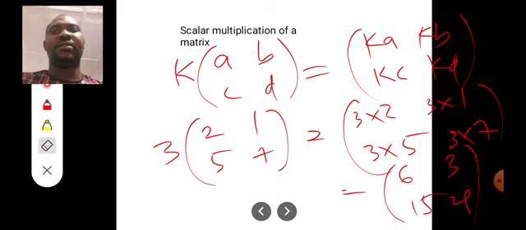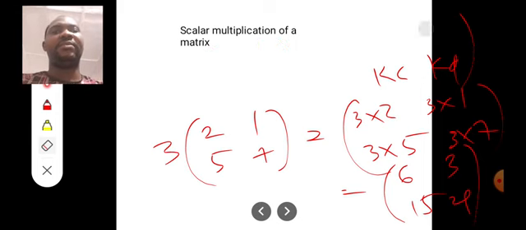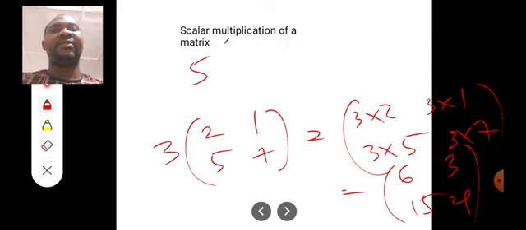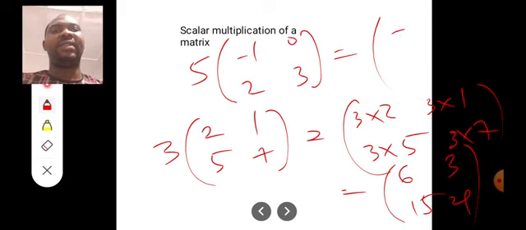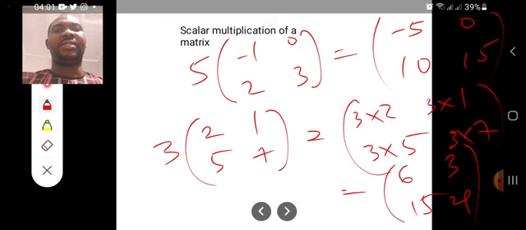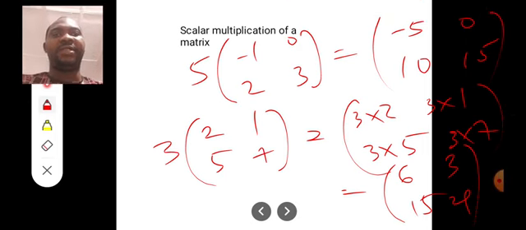If I now have something like 5 times the matrix -1, 0, 2, 3, that's going to be 5 multiplying everything. I'm going to get -5 here, 0 here, 10 here, and 15. Okay, that is it for scalar multiplication.